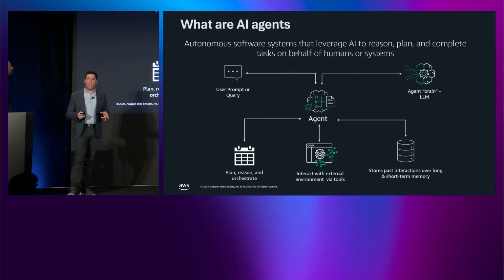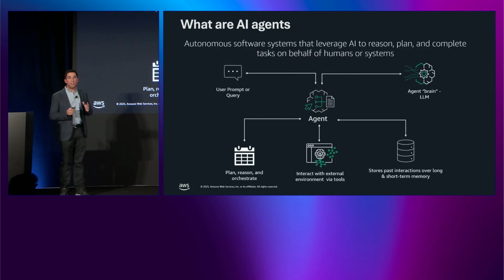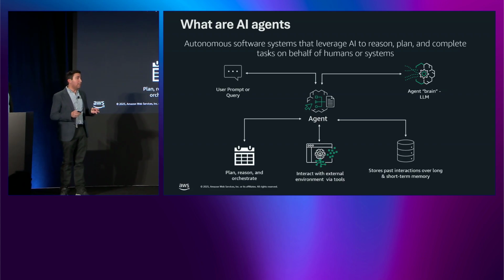So just to start with the basics, what is agentic AI? There's a number of different definitions floating out there in the industry. From an AWS perspective, AI agents are autonomous software systems that leverage AI to reason, plan, and complete tasks on behalf of humans or systems. So why does that matter? Why is it exciting? It's exciting because agents are powerful in their ability to think iteratively.